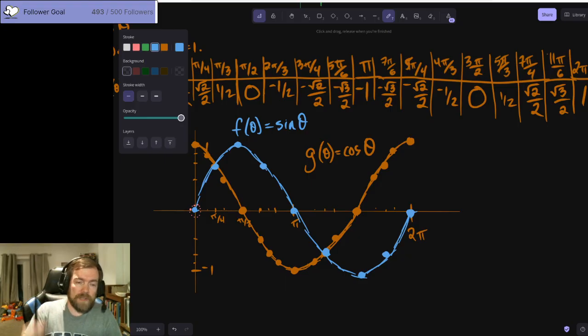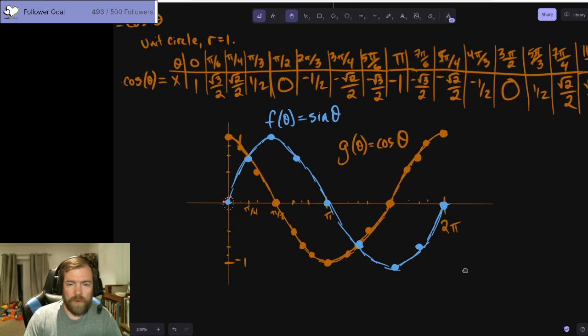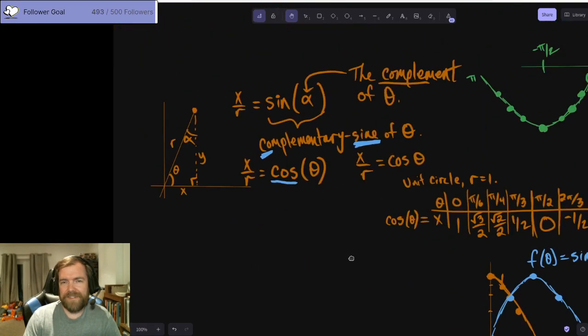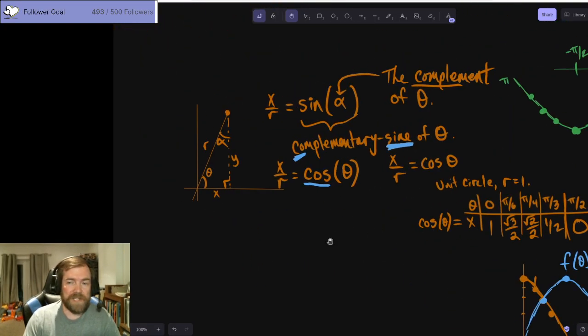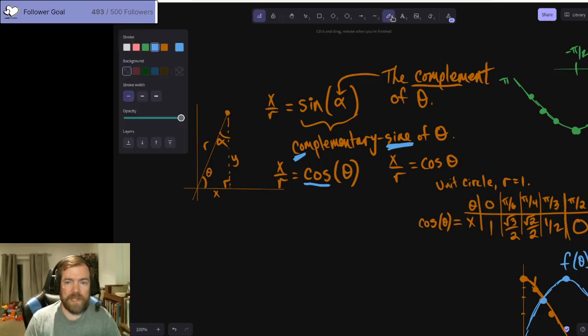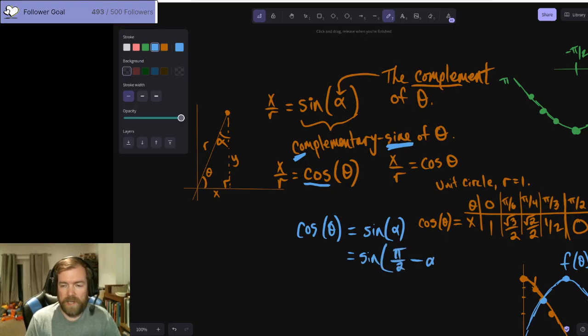But here's the thing, right? If we're talking about the complementary sine of theta, right? This means that the cosine of theta is going to be equal to the sine of alpha, which is the sine of pi over 2 minus alpha.